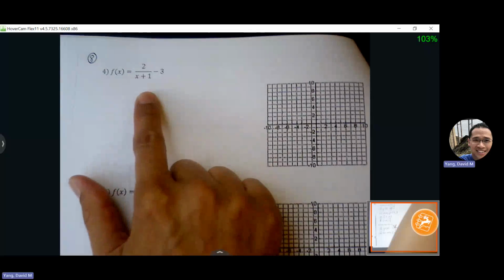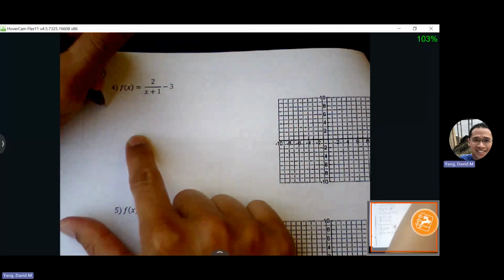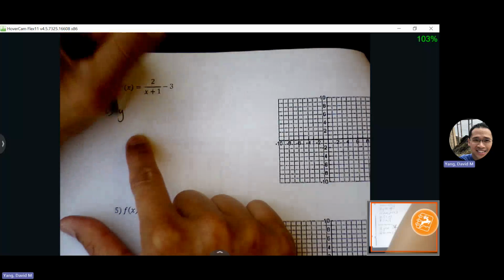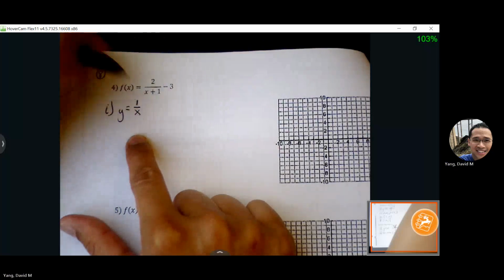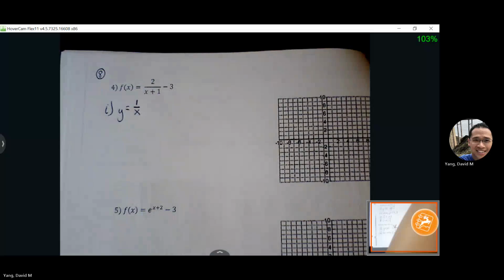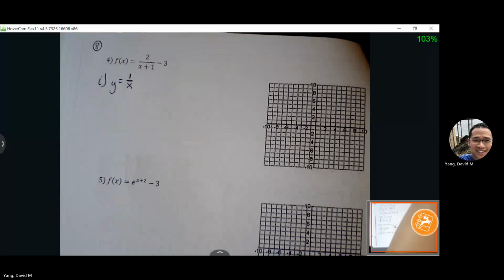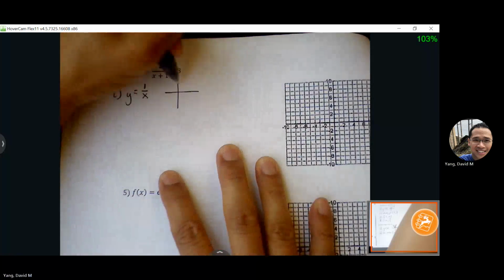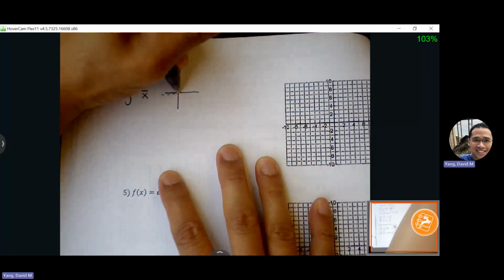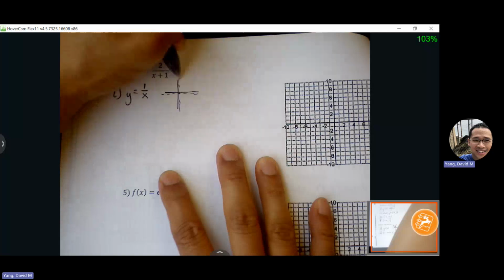Okay, this is coming from the rational function. Parent graph is y equals 1 over x. 1 over x looks like this. Vertical asymptote, horizontal asymptote.